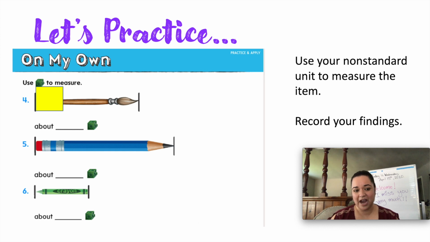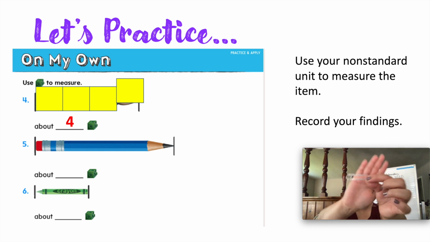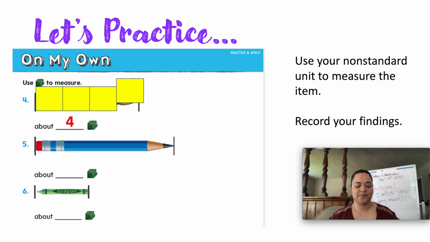Okay, I'm going to share what I found. I found that the paintbrush is 1, 2, 3, 4. It is about 4 cubes long. How long was it using your non-standard unit? So if you have more, that means that your unit is probably smaller than mine. If you have less, that's maybe because you used a unit that is longer, right?